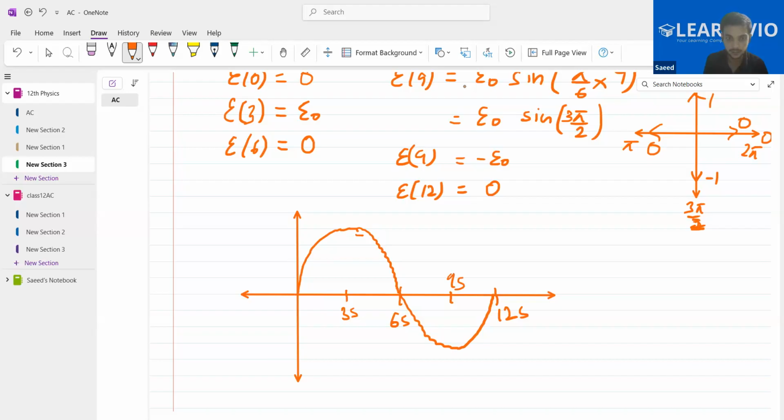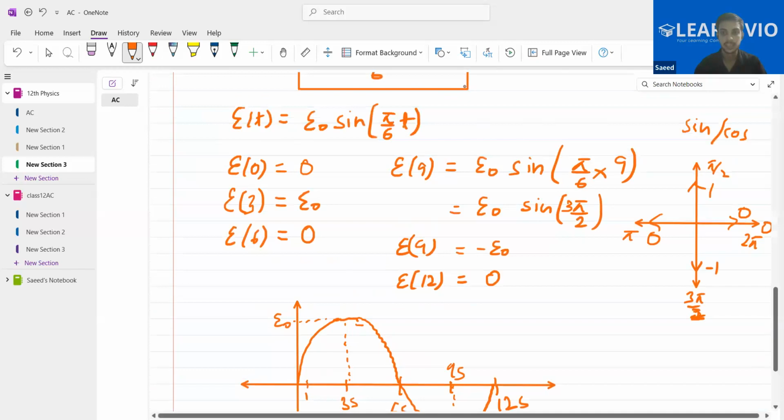Yes or no? This maximum amplitude will be E naught, and this minimum amplitude will be minus E naught. Okay, can you see this? Tell me, at t equals 1 second, can you see that the EMF is positive or negative?